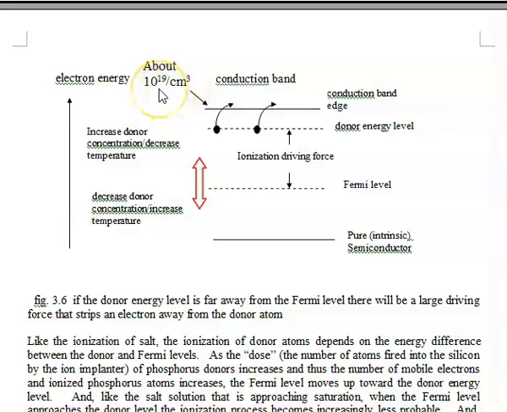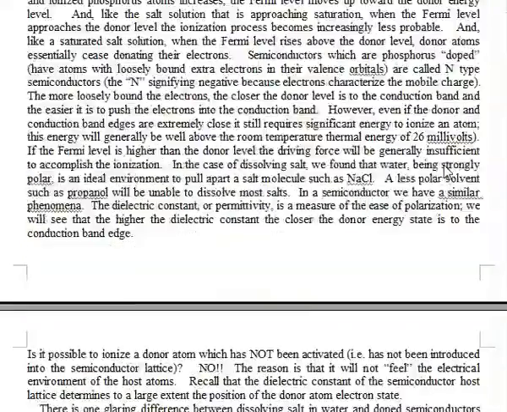10 to the 16th gave about a half ohm. 3 orders of magnitude less gives essentially almost a short circuit. So that's a good thing. If we're able to produce that many electrons, we call that degenerate doping, and we'll have some more to say about that a little bit later on.